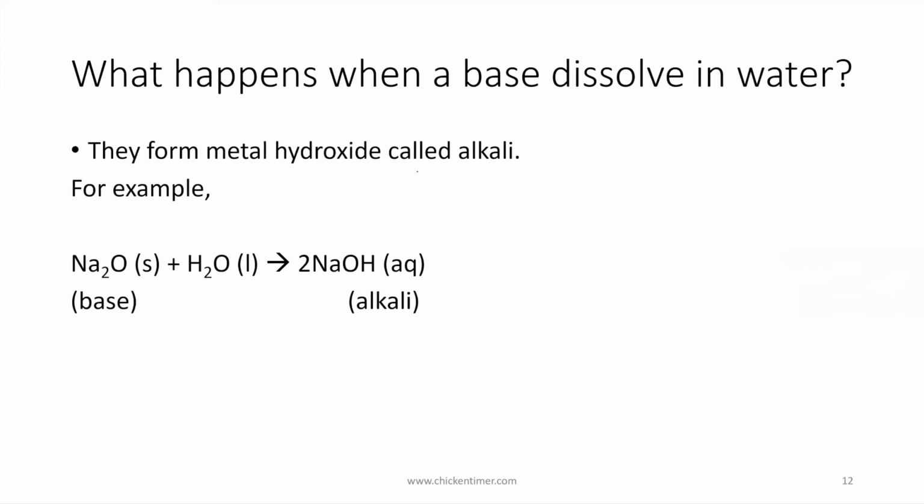They're soluble bases. Soluble bases form metal hydroxides called alkali, whichever way you read it. So when you have sodium oxide down here, when you add water to it, it becomes sodium hydroxide. This is the base, and this is the alkali. They produce OH- ions when we dissolve them in solution.